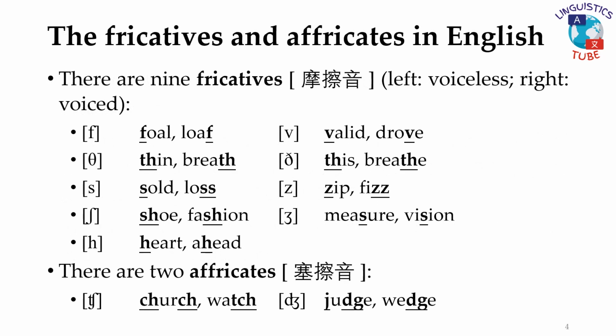The second and third manners of articulation are called fricatives and affricates. There are 4 pairs of fricatives, and there is also the phoneme h. Finally, there is 1 pair of affricates. In the pairs on the screen, the only difference between each phoneme is voicing. So on the left are the voiceless sounds, and on the right are voiced.